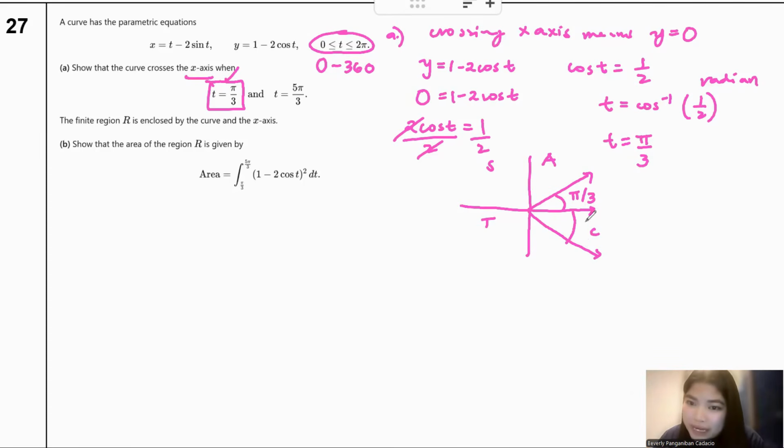So if this is pi over 3 as well, what I want to get for the other answer will be from this to this one, because we always follow the counterclockwise direction from standard. And what are you going to do to get that? Simple: 2 pi minus pi over 3. 2 pi means 360. So I just need to subtract that pi over 3 for me to know what that whole blue angle is. And the answer will be 5 pi over 3. And therefore, it is shown.